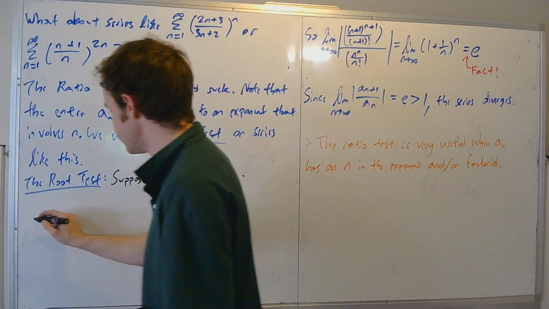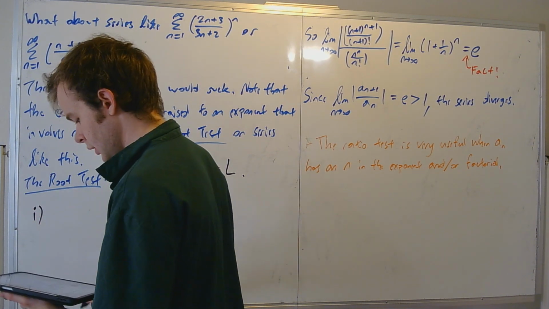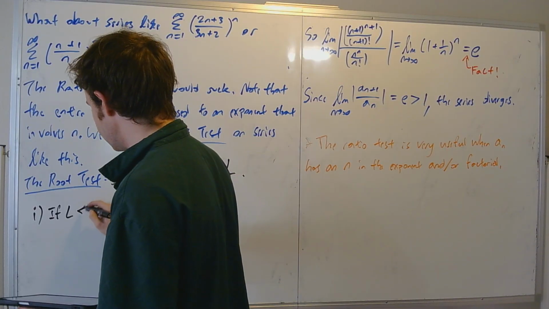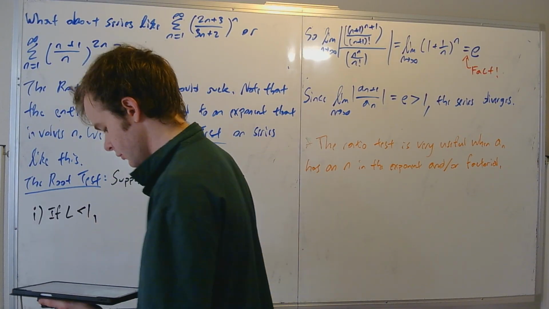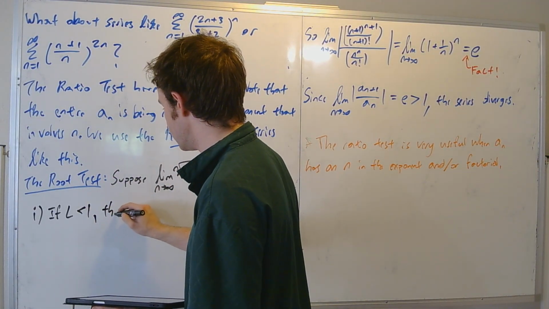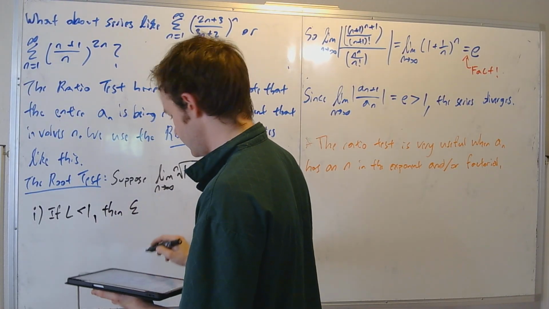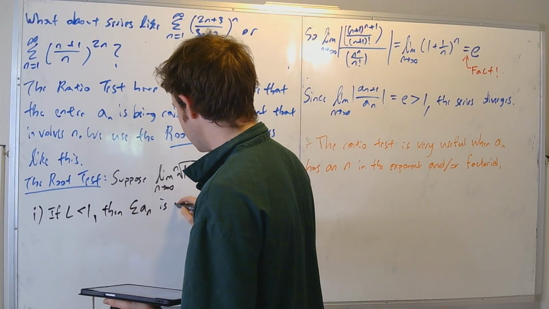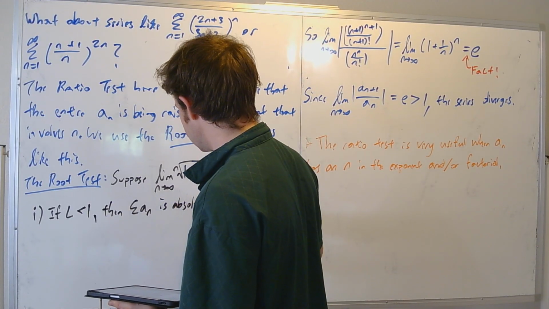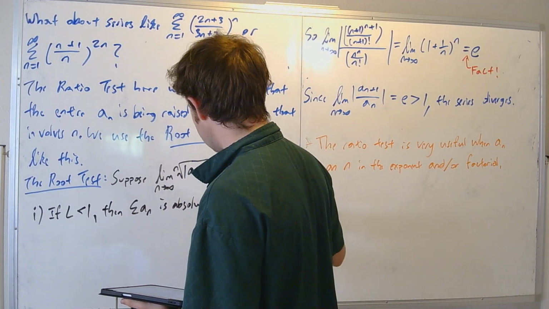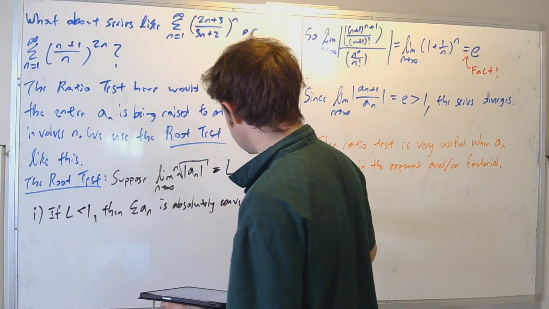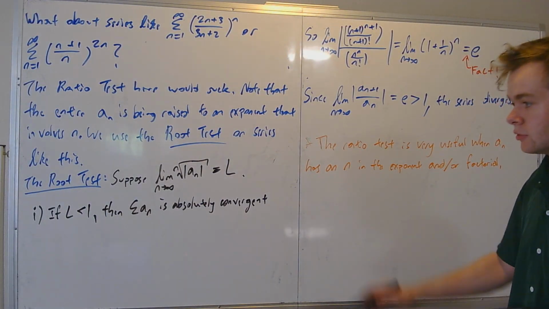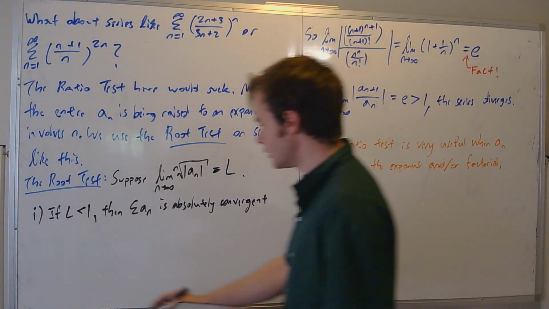Now the first statement here is going to be if L is less than 1, then the sum of a_n is absolutely convergent. And remember, if something's absolutely convergent, then it's also convergent. So that's a very good case for us.